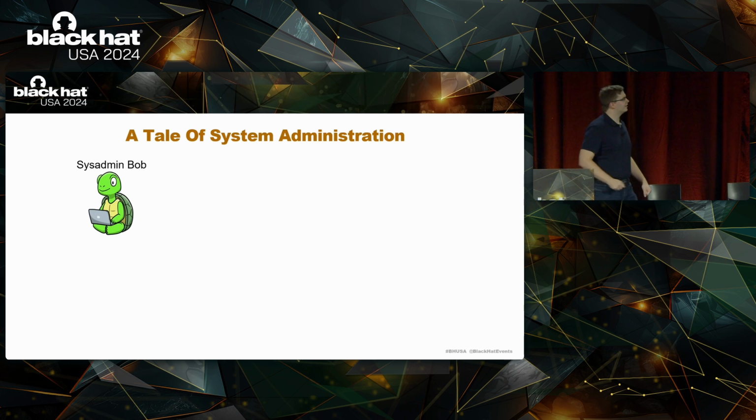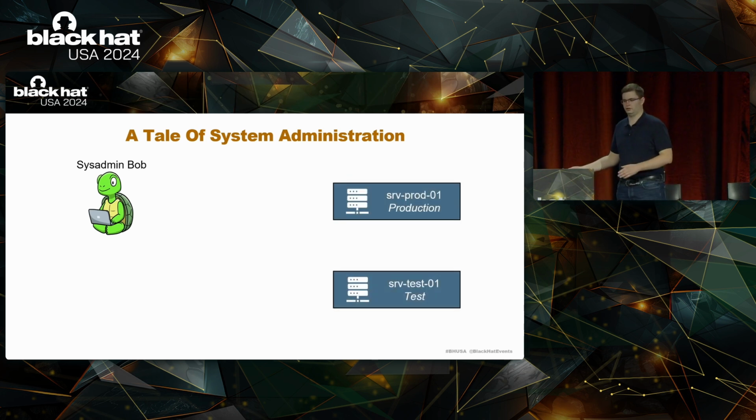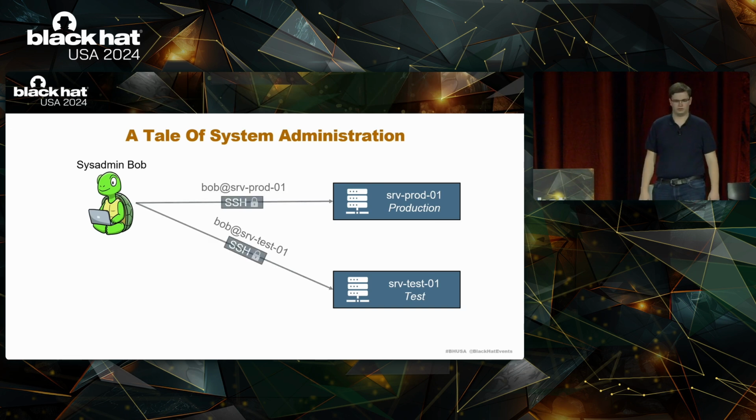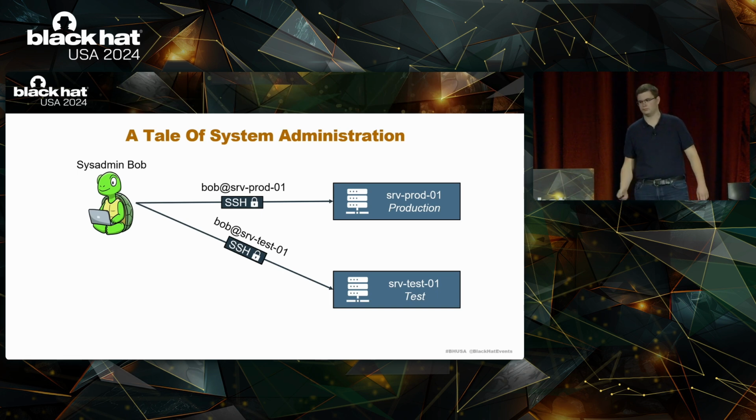Let's imagine we have a system administrator, we will call him Bob, and Bob is working for a company and is responsible for maintaining two servers. One we will call serve-prod01, which is a production level server, and another one, serve-test01, which is a test level server. As per common use, Bob uses the SSH protocol to connect to those servers. He does have sudo rights on the servers, so he has full control over the servers.